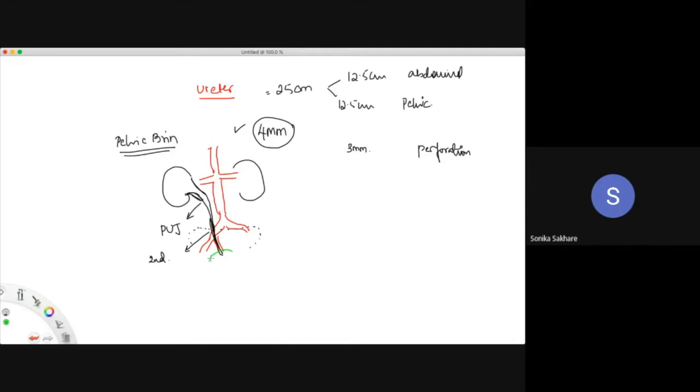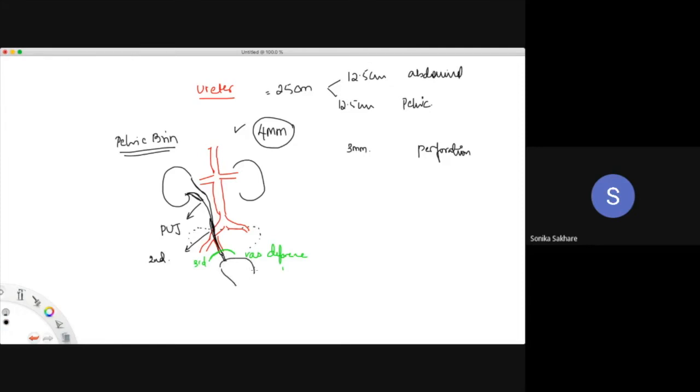What is the vas deferens? It is the continuation of the spermatic cord. Yes. So this will be your third constriction, when the ureter is crossed anteriorly by the vas deferens. So logically, this will be seen only in males.